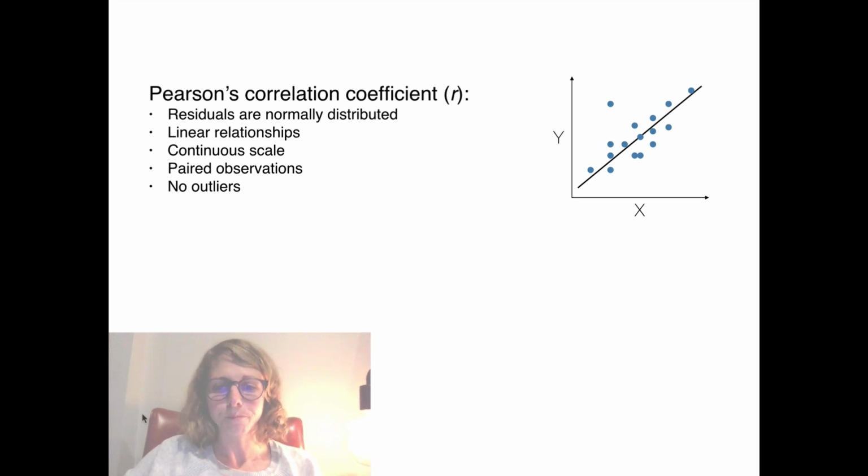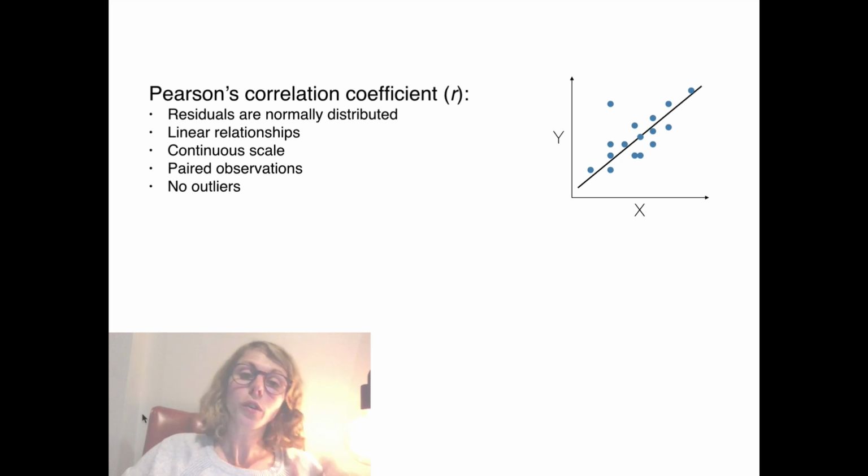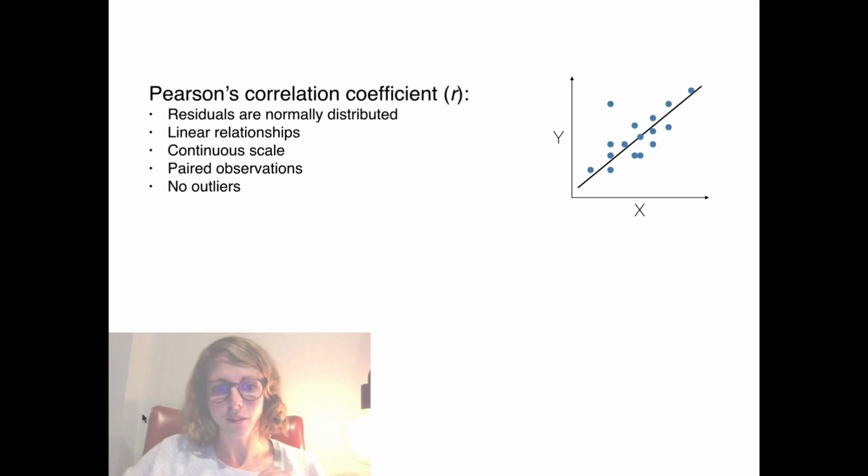We're assuming our variables are measured on continuous scales. So temperature would be an example of a continuous scale. We're also assuming that our observations are paired, so that for each observation of X, we also have an observation of Y from the same participant. And we're assuming there are no extreme outliers. Although, as we'll get into a little bit later on, it can be tricky to determine what is an outlier and what isn't, and when we should exclude them and when we shouldn't.